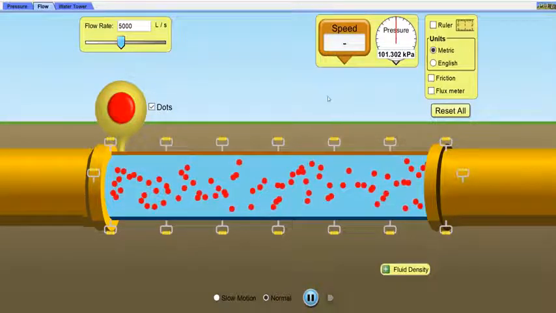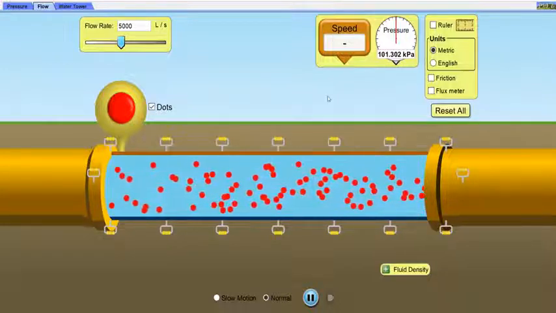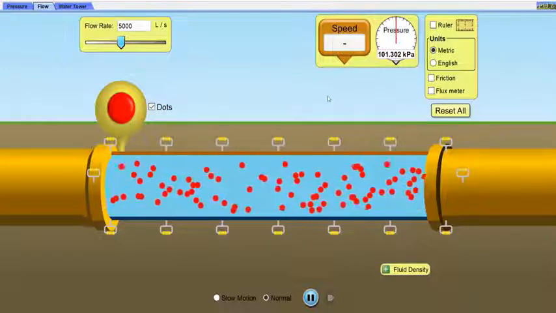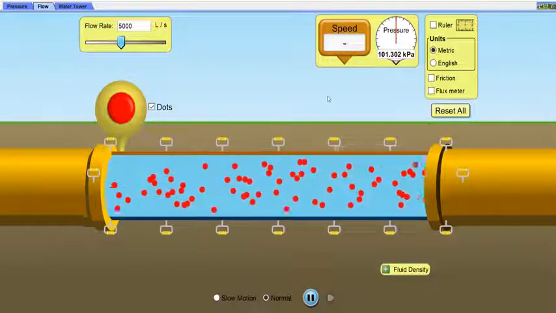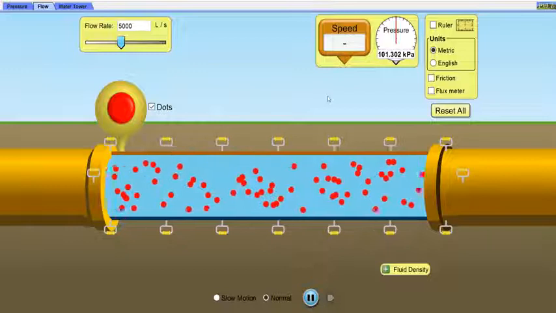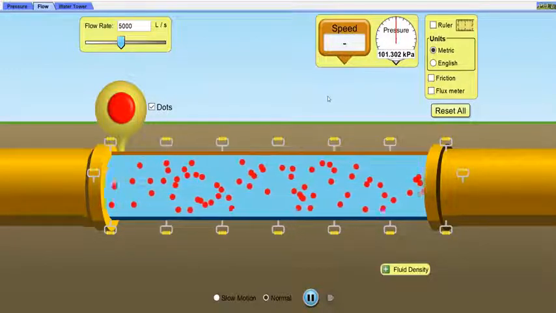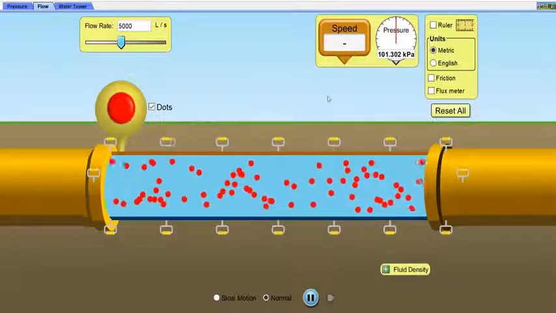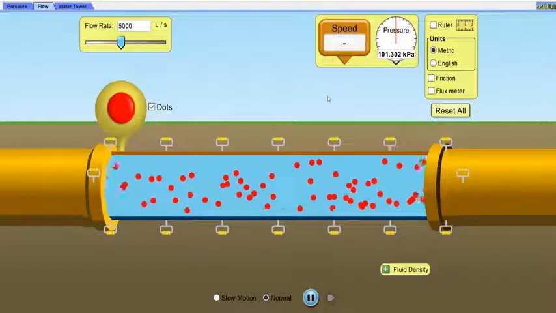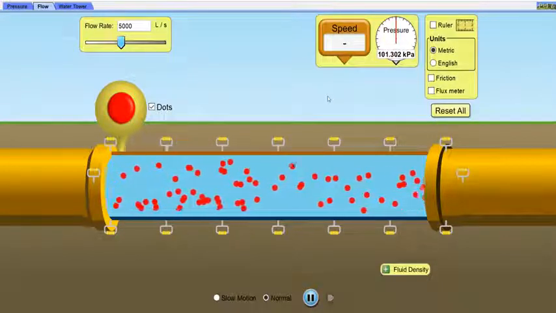So we will start with the equation of continuity in fluid dynamics. So what do we mean by the equation of continuity? It tells us that the product of area of cross section and the velocity is constant for a fluid to flow. It means if we decrease the area, then the velocity will be increased, and if we increase the area, then the velocity will be decreased.